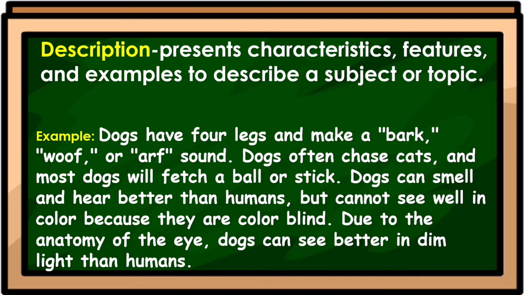So, in this example, we use the element of description. Why? Because it presents the characteristics, the features of a dog. Alright? It describes the dog, that the dogs have 4 legs and make a bark or a woof or an arf sound. Alright? Next one.